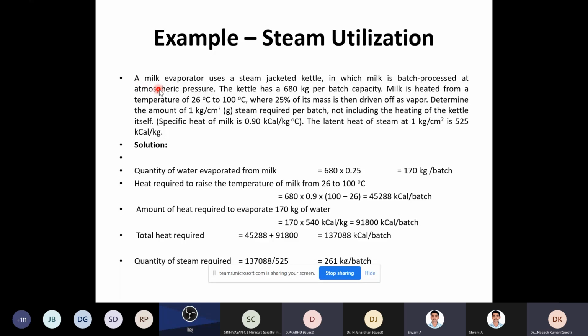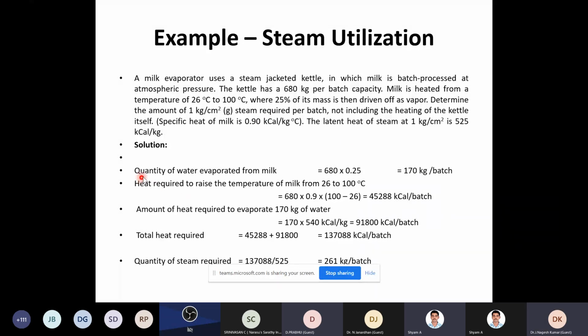For example, a milk evaporator uses a steam-jacketed kettle in which milk is processed at atmospheric pressure. The kettle has a 680 kg per batch capacity. One huge kettle is there, 680 kg per batch. Milk is heated from a temperature of 26 to 100 degrees, where 25% of its mass is then driven off as vapor. We are trying to concentrate the milk. Determine the amount of 1 kg per centimeter squared steam required per batch, not including the heating of the kettle itself. So only the contents we are concerned with, and specifically the milk, 0.9. The latent heat of steam is given.